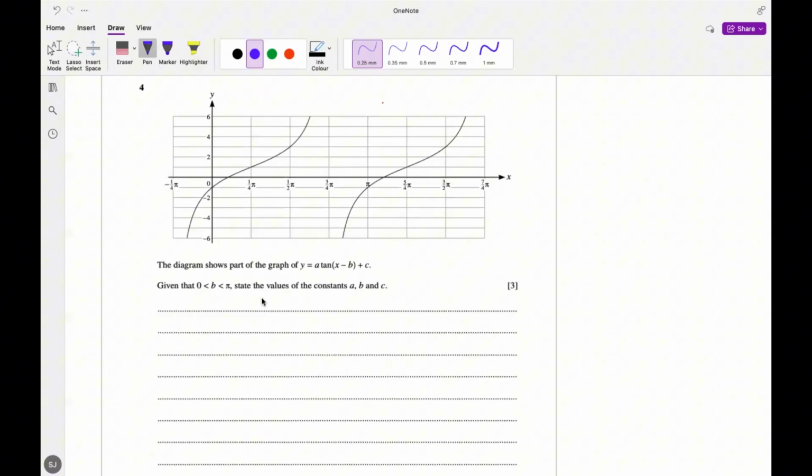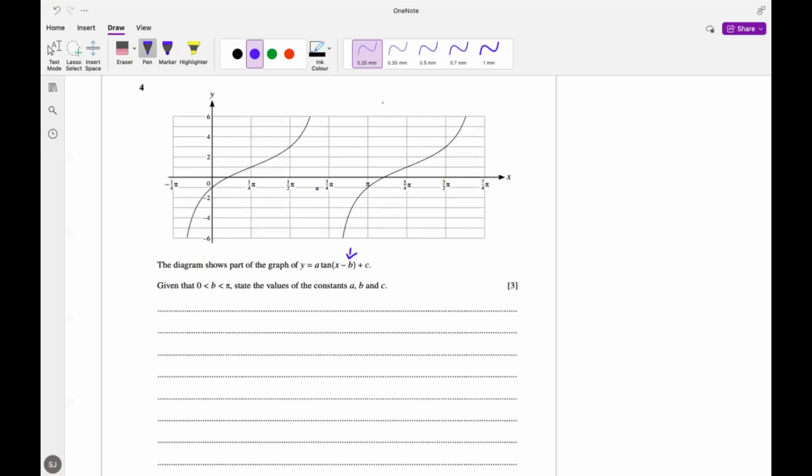In question 4, the diagram shows part of the graph y equals a tan(x minus b) plus c. Given that b is between 0 and pi, we have to find the value of the constants a, b, and c. So looking at the equation, this b basically represents how much the tan graph has been translated in the x direction.